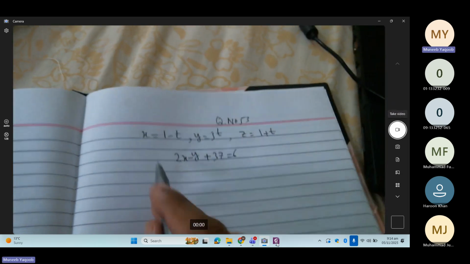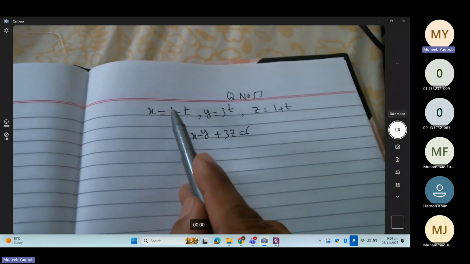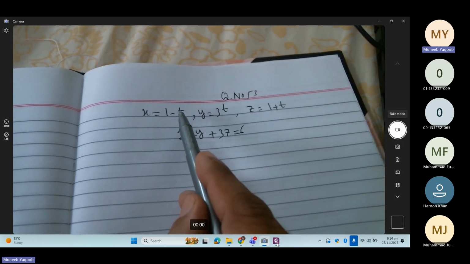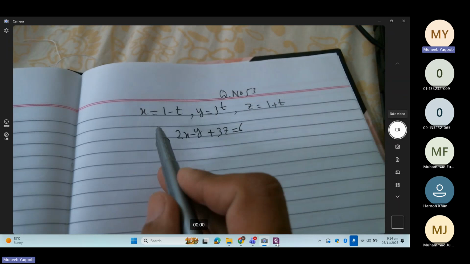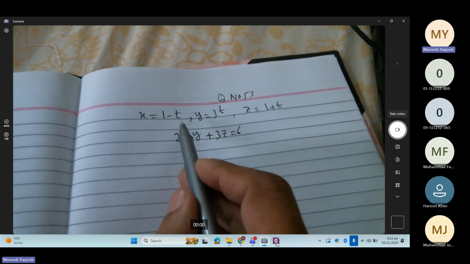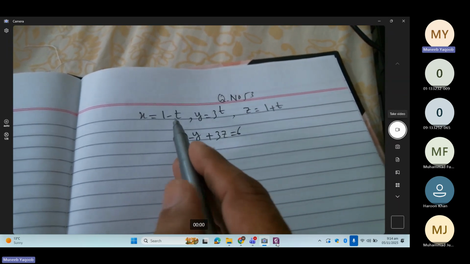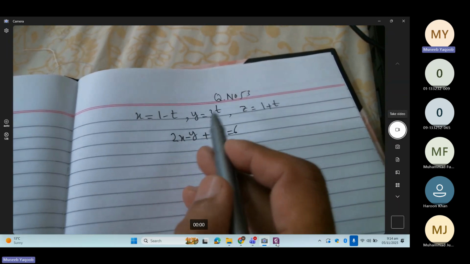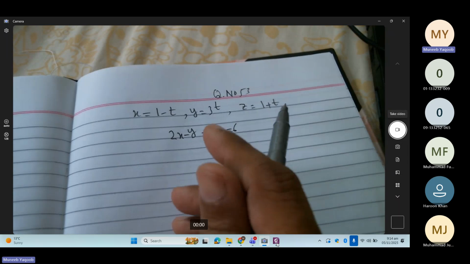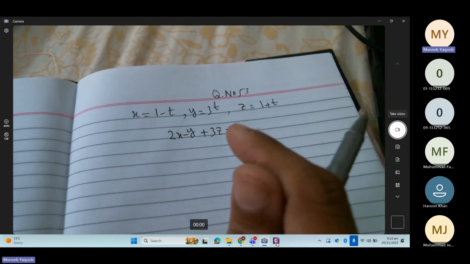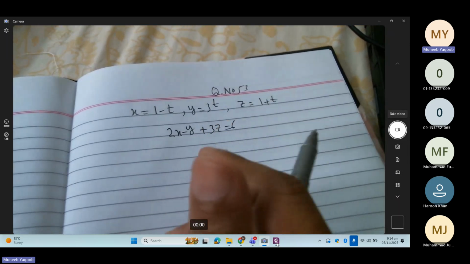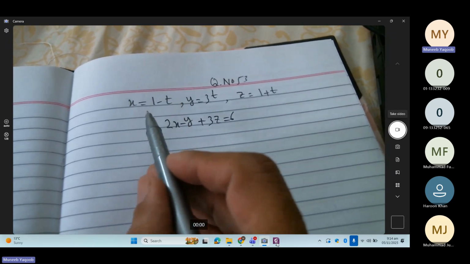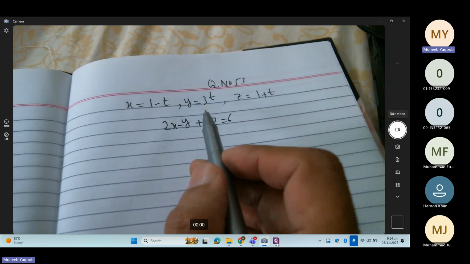This is the representation of a straight line in parametric equations. A straight line can be written in the form of parametric equations, where the parameter is t here. Why? Because x, y, and z are related to each other with the help of a fourth variable, t. This fourth variable is the parameter, and these three equations are the parametric equations.